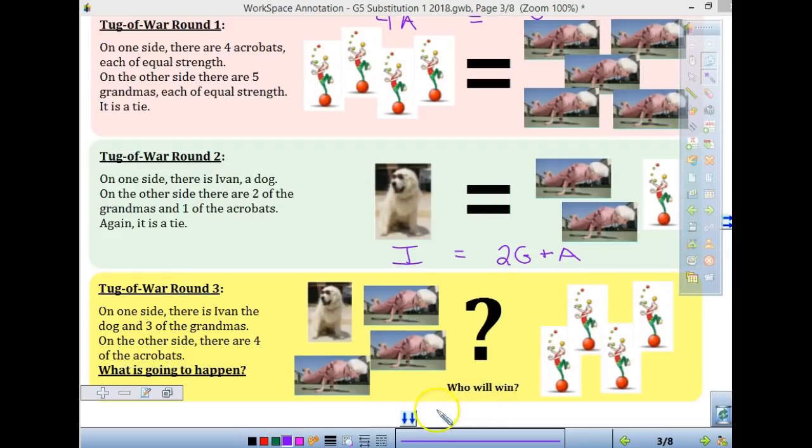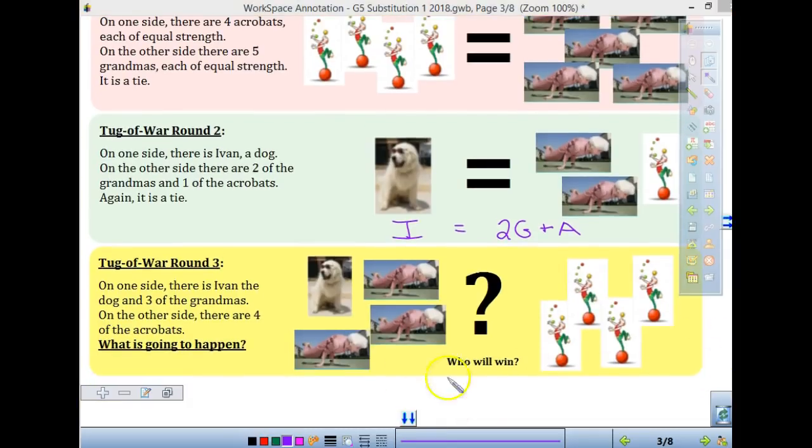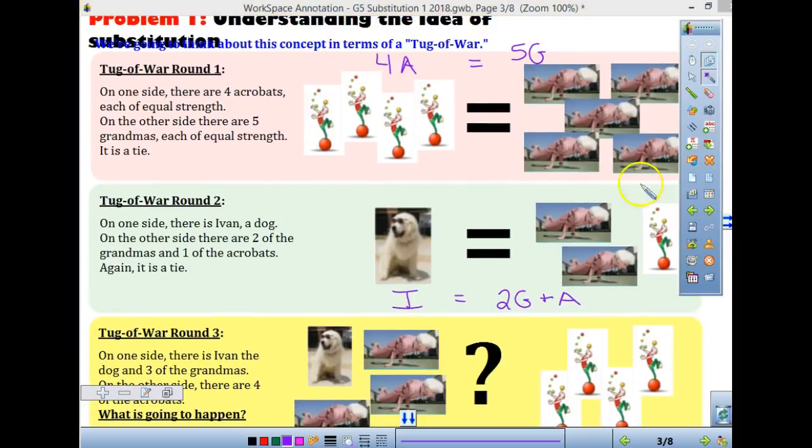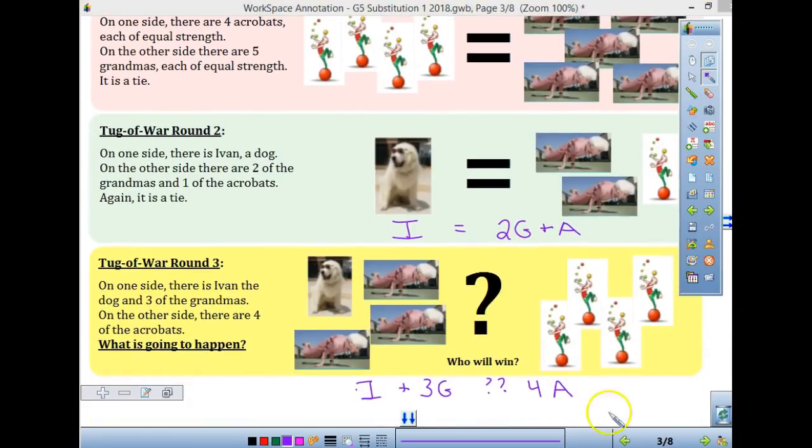If we are looking at our system, this is what it looks like. We have Ivan plus 3 grandmas, and we're trying to figure out who's going to win if we have 4 acrobats. Sometimes you might solve in terms of A or in terms of G, and they're each going to be fractional. Here you could solve in terms of A. I want you to just think about that problem. We're not going to solve it right now, but we'll talk about it tomorrow in class, about what your solution to that is.